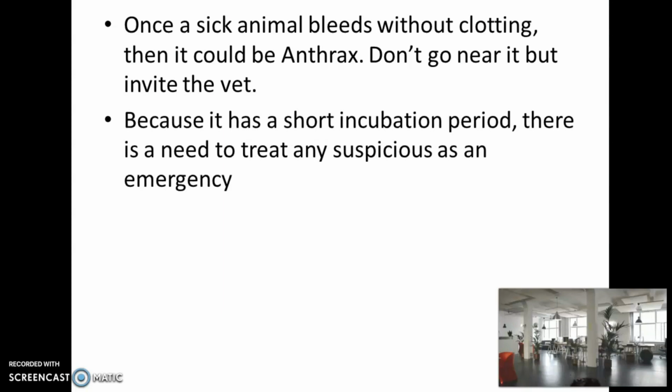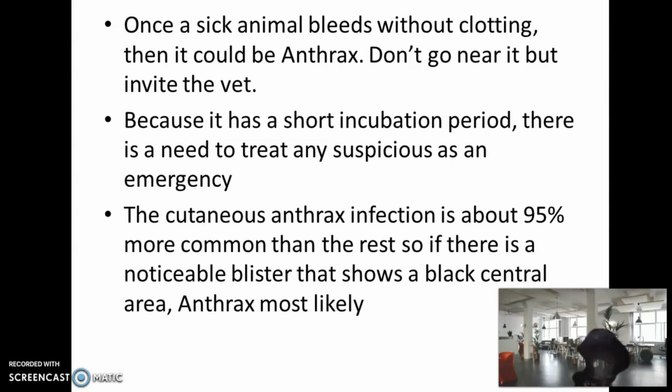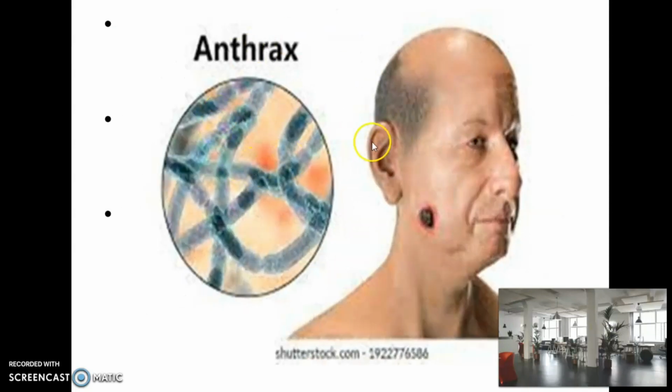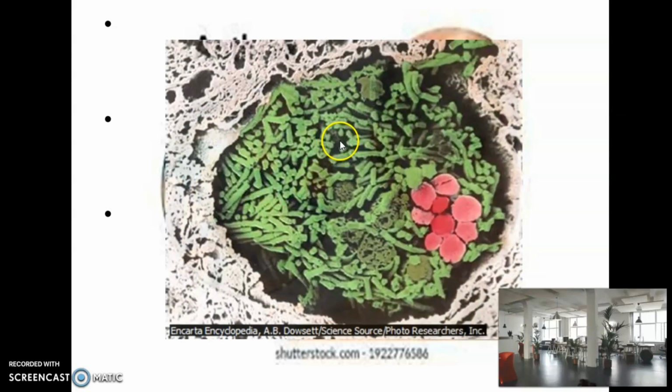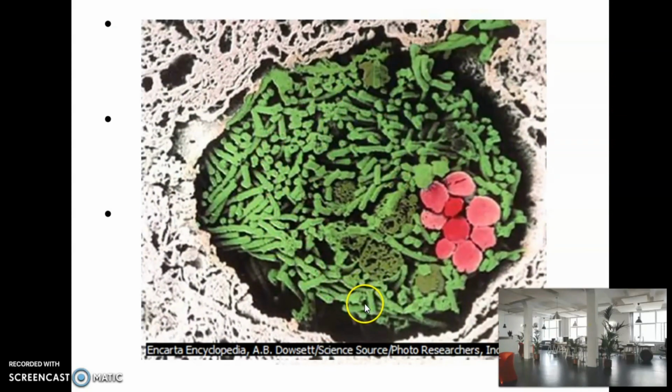Because it has a short incubation period, there is a need to treat any suspicious or sick person as an emergency. Cutaneous anthrax infection is about 95% more common than the rest. So if there is a noticeable blister that shows a black central area, anthrax is most likely the cause, and that is part of the weakness. You can see that black central spot, very black, especially with somebody who is light in skin. That's the anthrax bacillus, the rod itself, and this is it in the pulmonary aspirate. When you look, you see the rod shape.